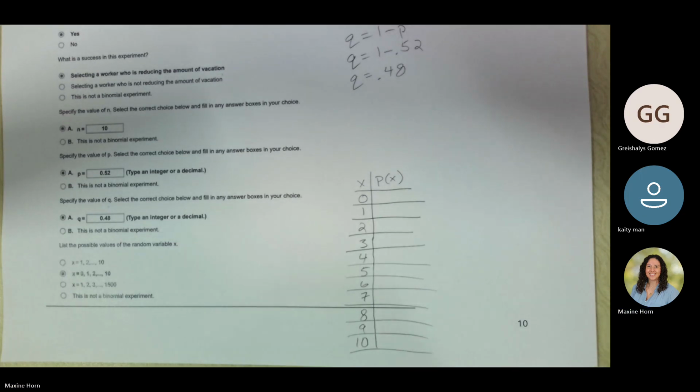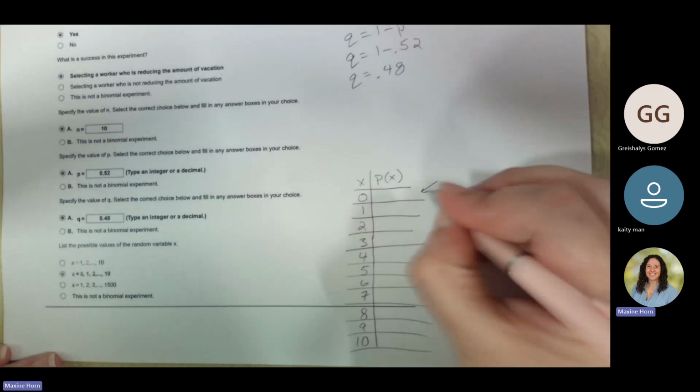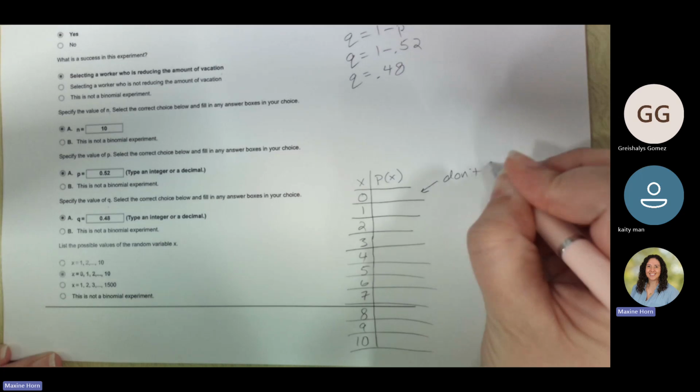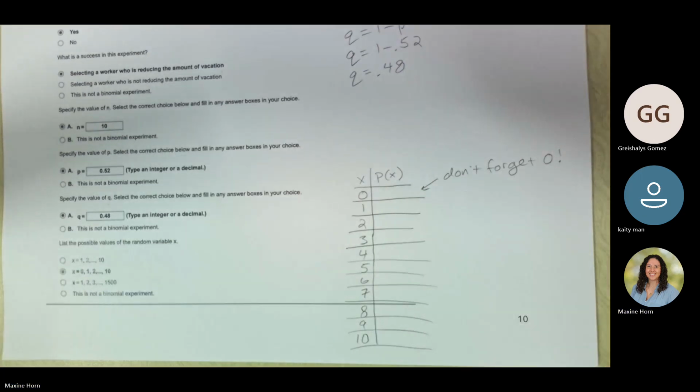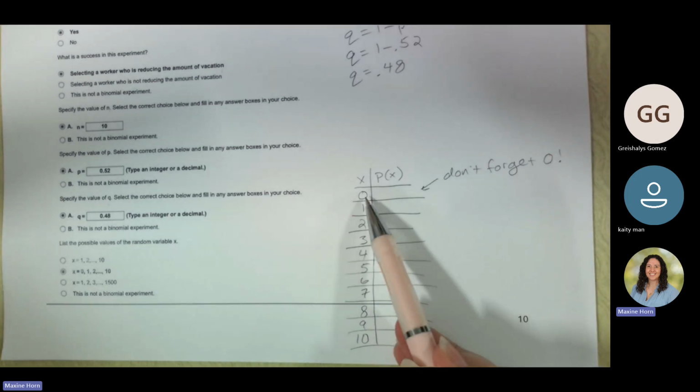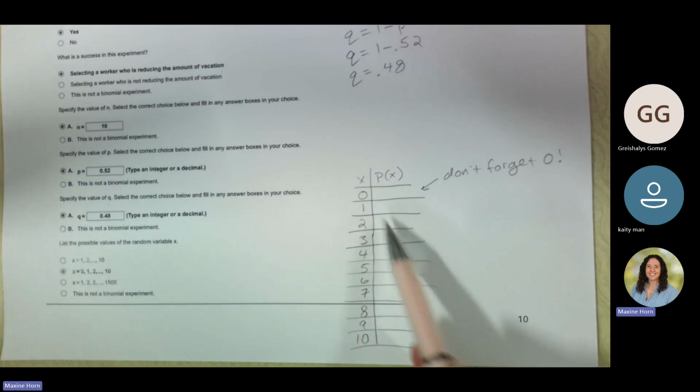Don't forget to include the 0. Make a note there. Don't forget 0, because it could be that none of them do the thing. So in this case, what's the thing? The thing is reducing the amount of vacation that they're taking. So it could be that none of them do that, or maybe all of them do that, or somewhere in between.